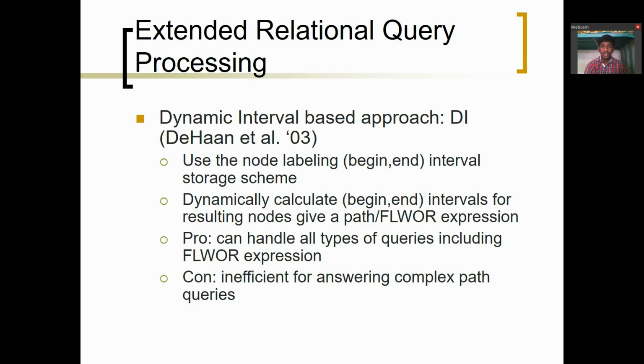The dynamic interval based approach, DI, uses the node labeling interval storage scheme. It dynamically calculates the intervals for resulting nodes given a path, and so on. It can handle all types of querying including flow expressions, but it is inefficient for answering complex path queries.